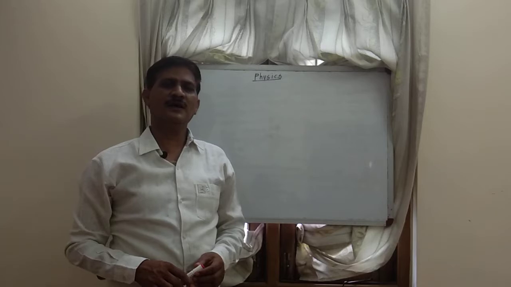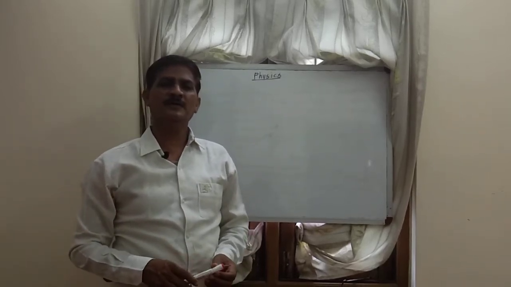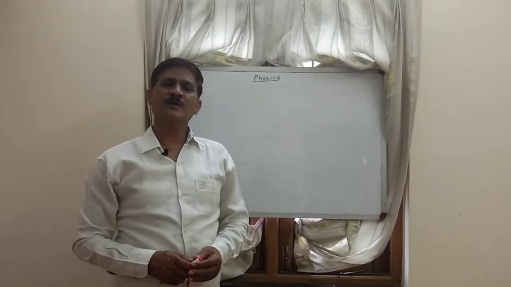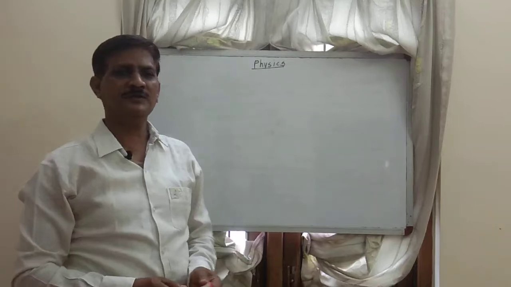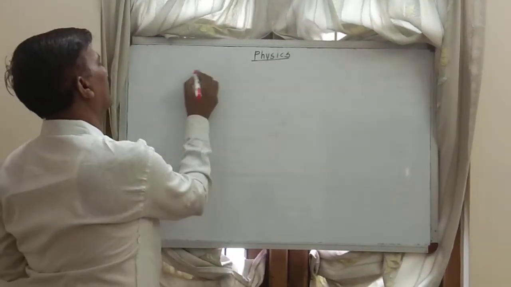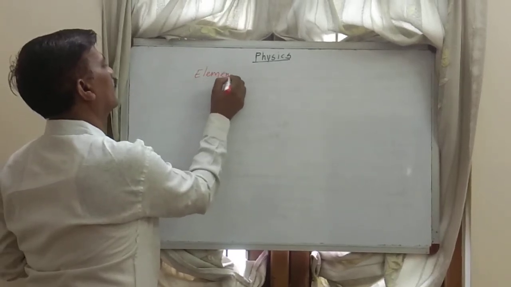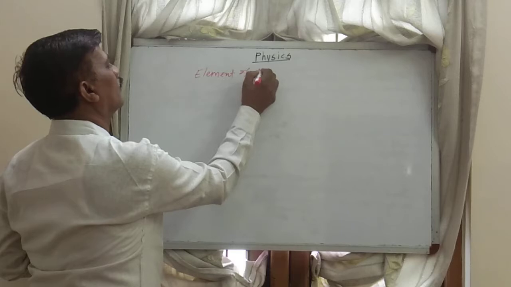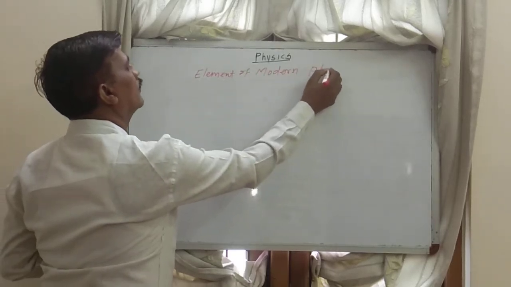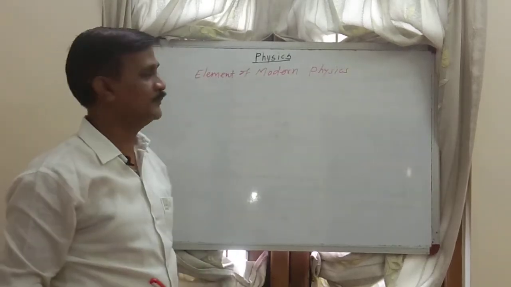We know in the first lecture the names of the papers. The first paper is Elements of Modern Physics, and the name of the second paper is Solid State Physics. Today we start the first paper, that is Elements of Modern Physics. This is your first paper, the theory paper.